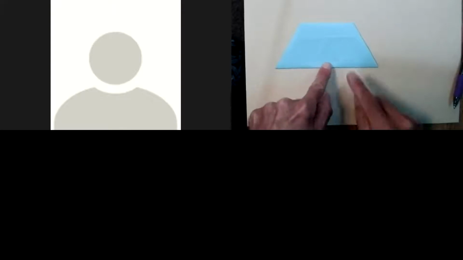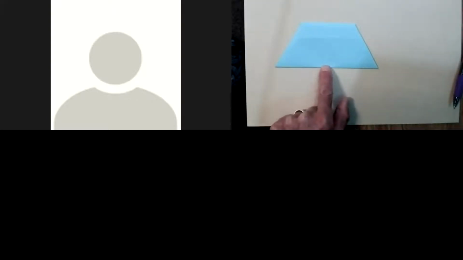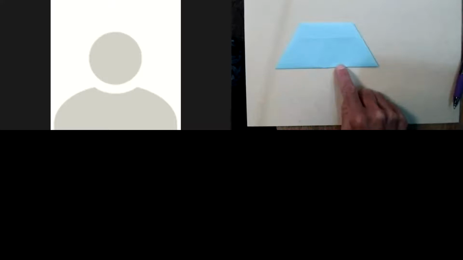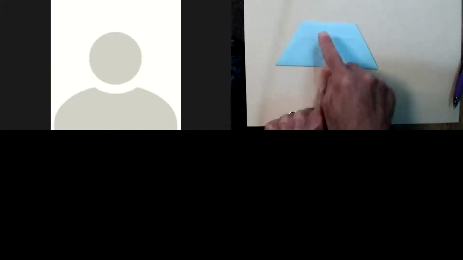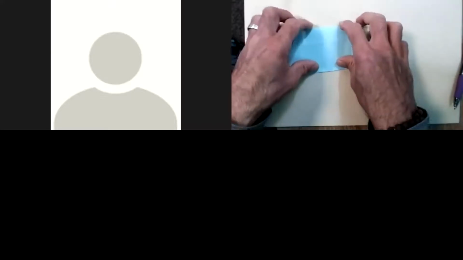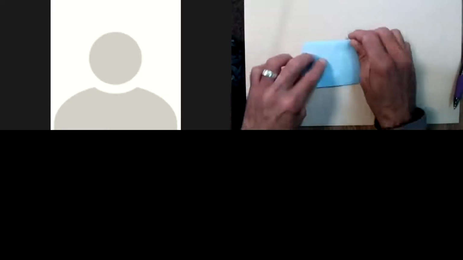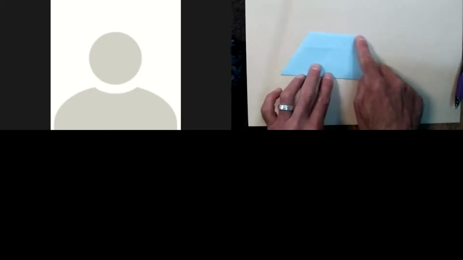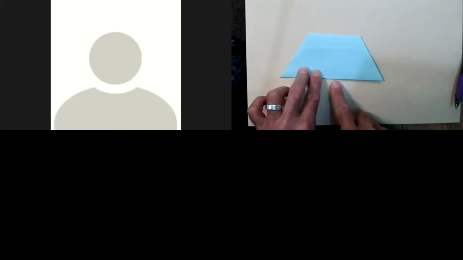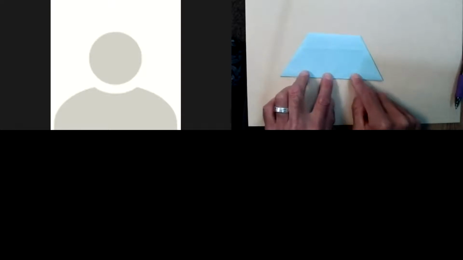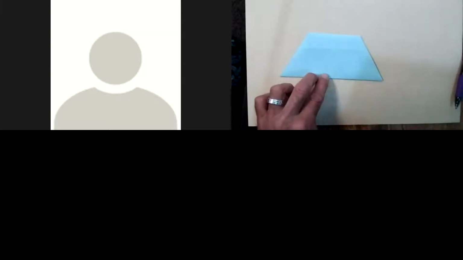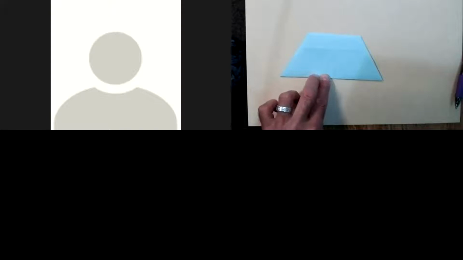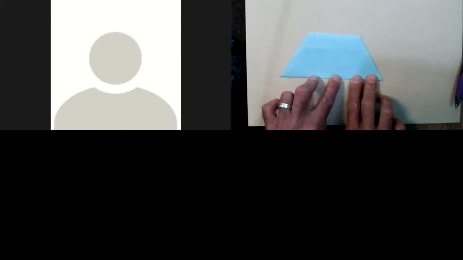So what's a good name for this? Well, there's a lot of different names for it. It has 4 sides, and a 4-sided plane figure is called a quadrilateral. So this is a quadrilateral. Now, this quadrilateral has a pair of parallel sides due to the way I created it. So this long bottom edge and this shorter top edge, these two are parallel. If you have a 4-sided figure with a pair of parallel sides, it's called a trapezoid.